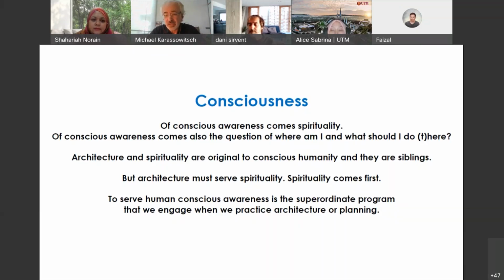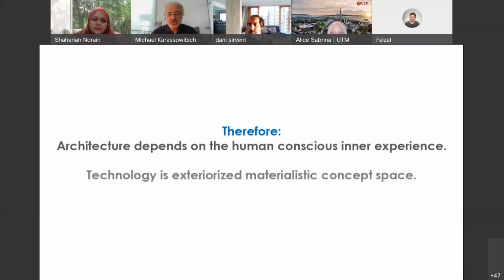Maybe you can take something with you when you go beyond this life, but the building you can't take, and your money you can't take. That's ancient, right? That's ancient knowledge. So architecture depends on human conscious inner experience. Technology is exteriorized materialistic concept space. It's not nature, at least not insofar as the human being and the human mind is nature, but what we do with it is our choice.